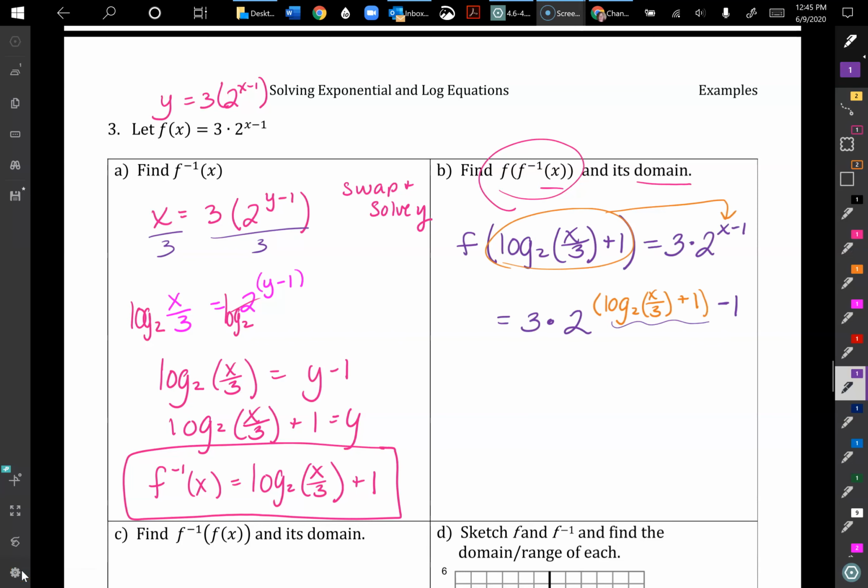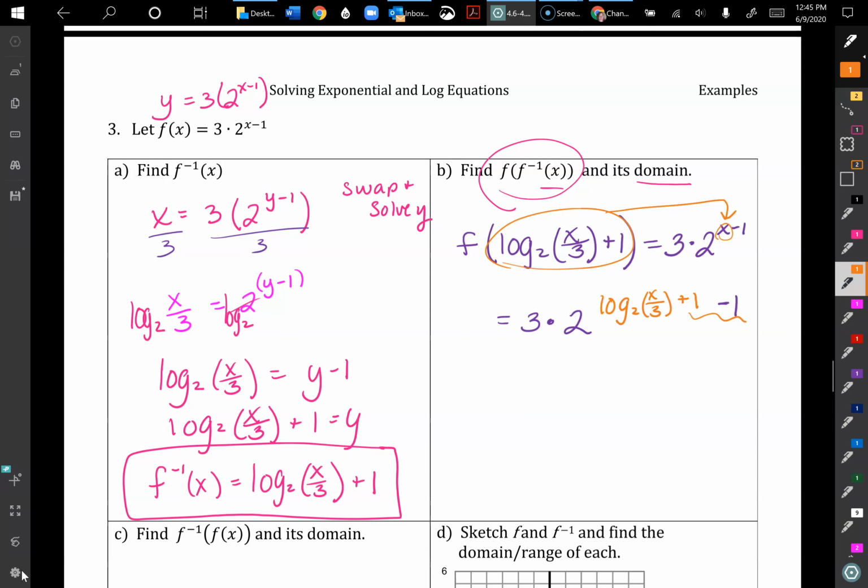So now I have written this out as f of log base 2 of x over 3 plus 1, equals 3 times 2 to the x minus 1, where I'm going to plug in that whole expression in for x here. So I've done that down below, and now I have 3 times 2 to the log base 2 of x over 3 plus 1, minus 1. So inside here, I can really just remove these parentheses. Okay, so now I have simplification.